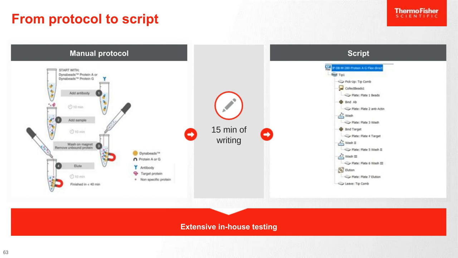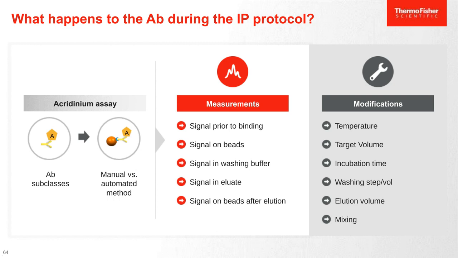So we developed an assay based upon acridinium orange that was conjugated to antibodies. And then we followed this labeled antibody throughout the whole protocol. We conjugated antibodies labeled with acridinium orange on the surface of the Dynabeads, and then measured the signal on the beads, the signal that we were able to obtain in the washing buffer, and also in the eluate, just to see the fate of this antibody.